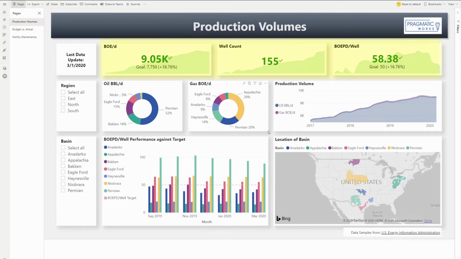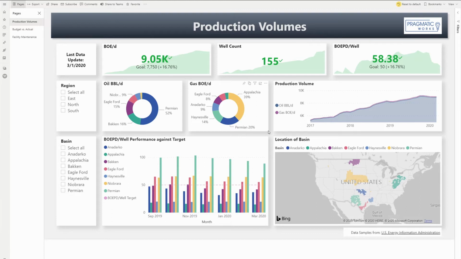The top level features 3 key performance indicators. The first indicator shows production volume in barrels of oil equivalent, or BOE, which includes both oil and gas production. The second indicator displays the total well count, and the third displays the BOE per day per well. Next, there are donut charts to show the percent breakdown of oil and gas by basin, and a production volume area chart demonstrating the daily production volume over the last 36 months.